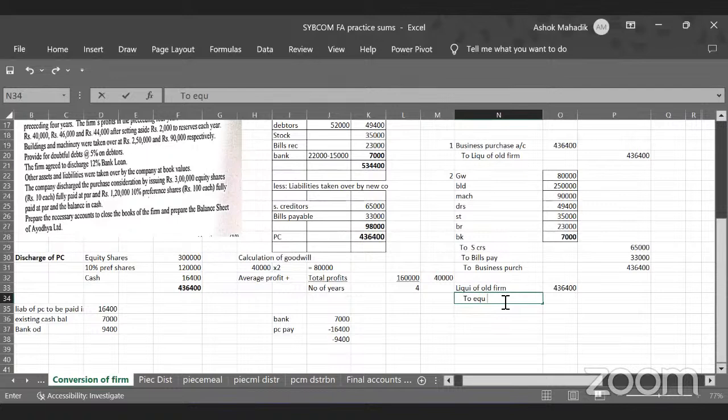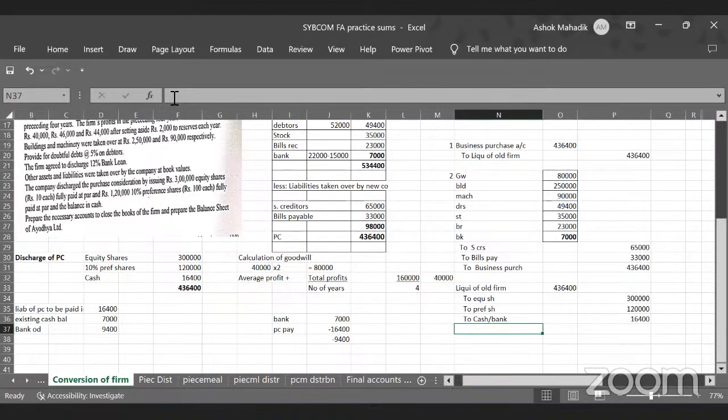First, let me write. I'll explain. To equity shares, how much are we giving? 3 lakhs. Then 1,20,000 for preference shares and 16,400 for cash. So to preference shares and to cash/bank. Because it may go negative now, so we may have to use it. Is this clear, students?